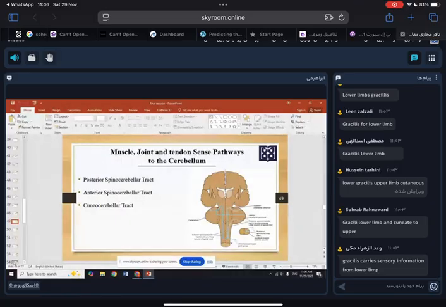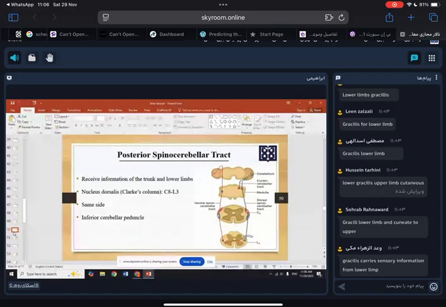I told you about the tracts which start from the lower part, from the spinal cord, and want to go to the cerebrum or cerebral cortex. But we have several tracts which start from the spinal cord, but they don't want to go to the cerebral cortex. They want to go to the cerebellum. We call them the posterior spinocerebellar tract, anterior spinocerebellar tract, and cuneocerebellar tract. We will discuss them one by one.